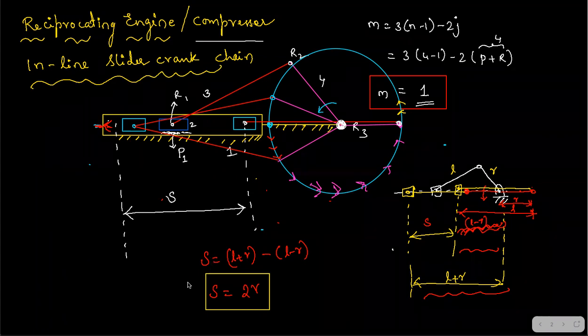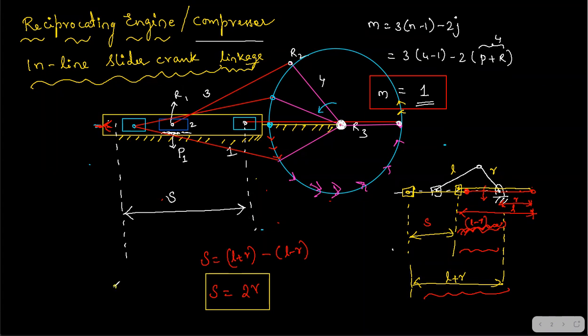Let me call it a linkage. Okay. What is a linkage? A linkage is when you have all the pairs as lower pairs and it is a closed chain. Okay, closed. It means the first link is connected to the last link. Okay, closed chain. So this is what you derived for stroke length.